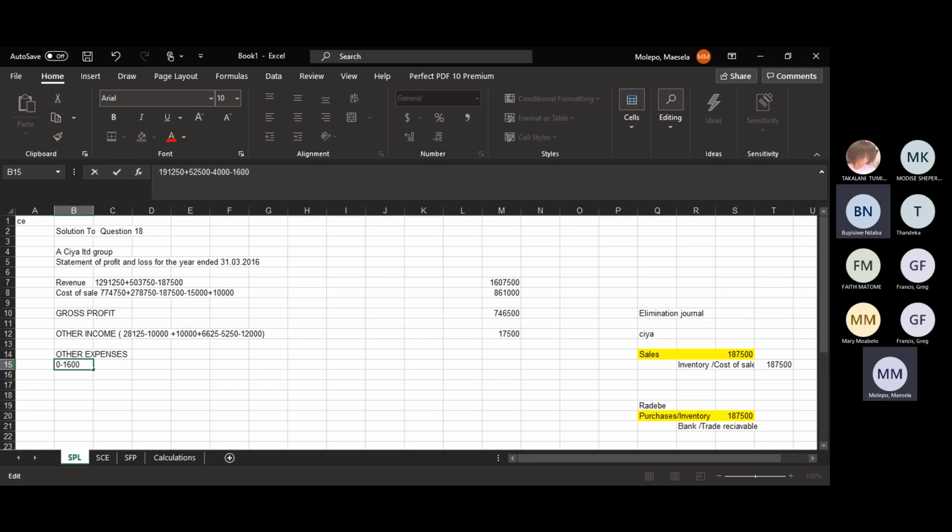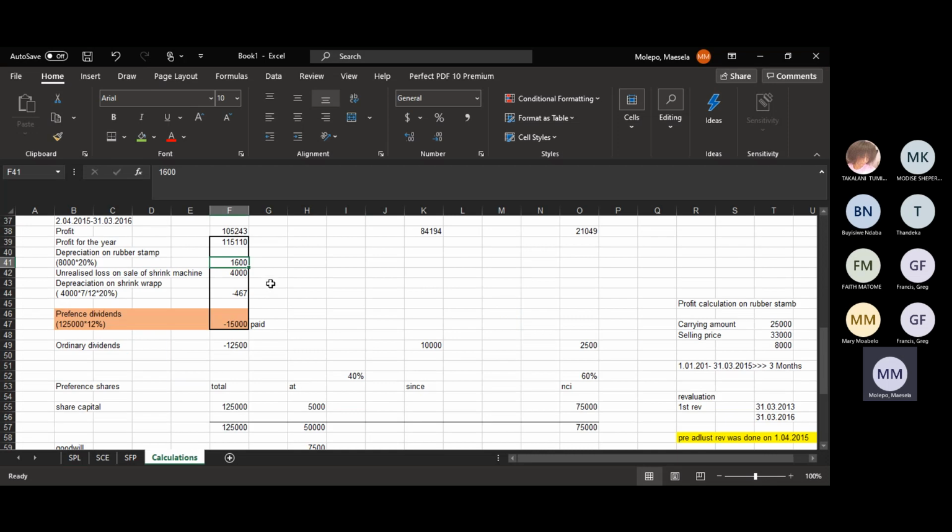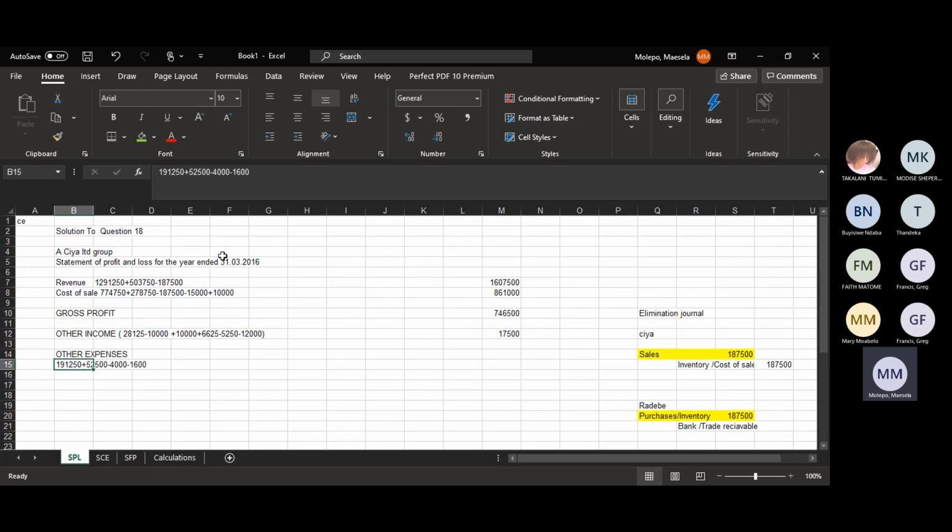Minus 1,600. And then again, the same amount, 467. The 467 you see now was a minus, you have to add it back. Now it's a depreciation on the shrink wrap, and the shrink wrap made a loss. So the minute it's realized, it's gonna generate an income on our side. As soon as we realize this portion of 7 months, we made an income on our side. So the realization is gonna have a positive figure. So we add the 467 this side.